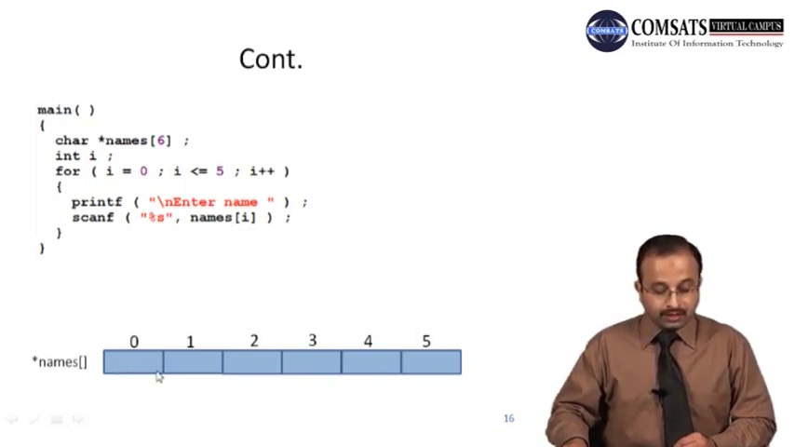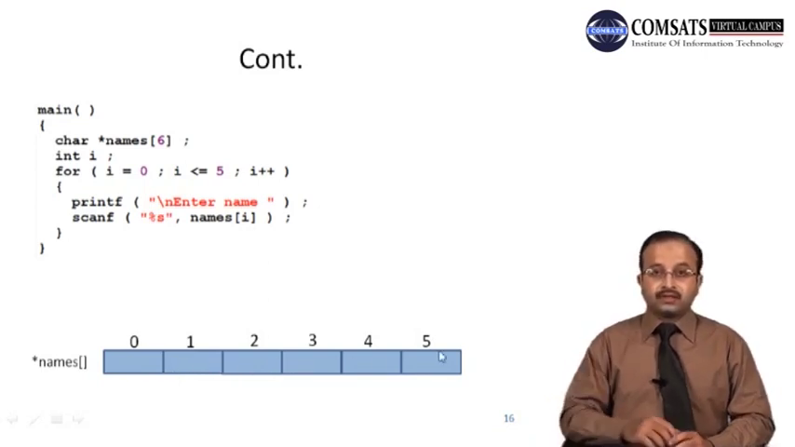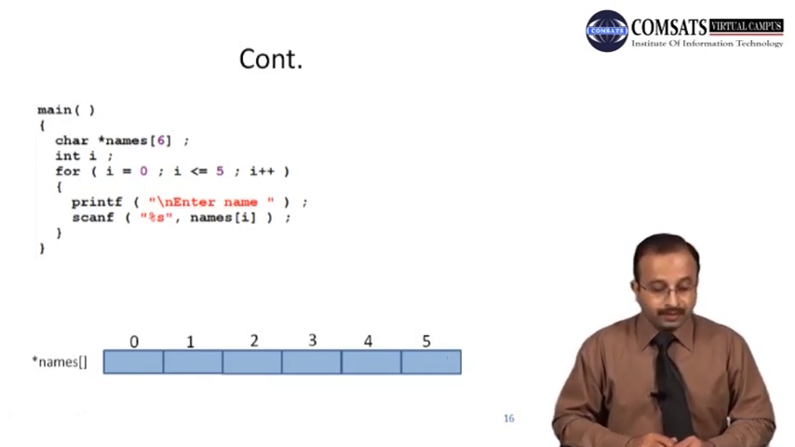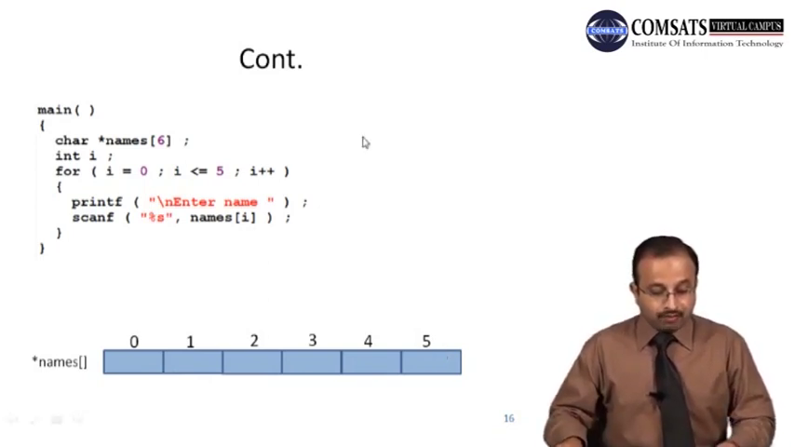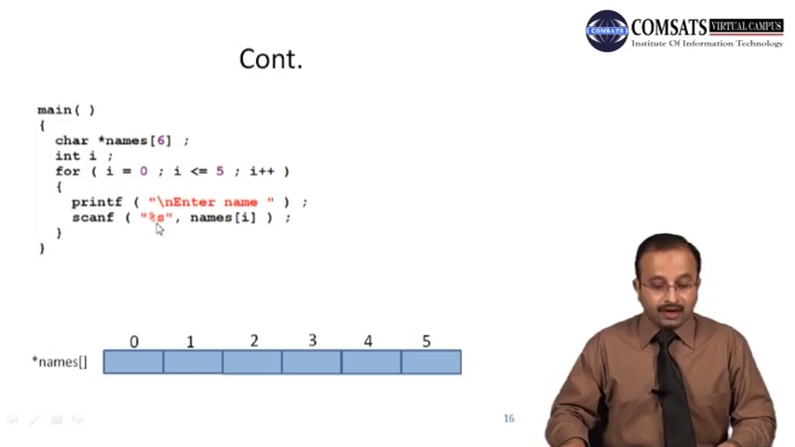Garbage value at the 0th index, garbage value at 1 index, 2nd index, 3rd, 4th, 5th index. These all contain the garbage value. Now we have the for loop, and first the printf will be executed, so the message will be printed, enter name. Now in the scanf function you provide that you input a string and you have to store it at address name 0.